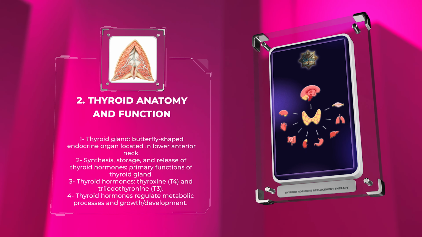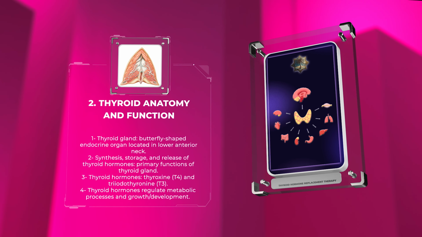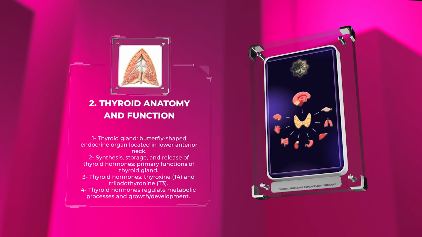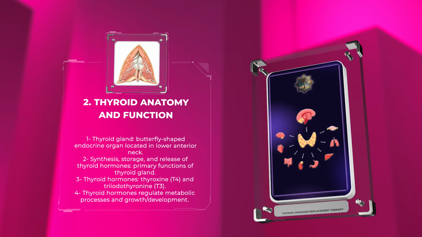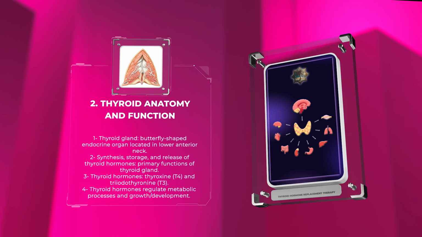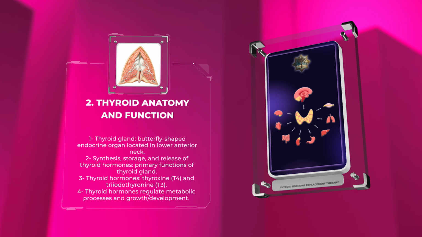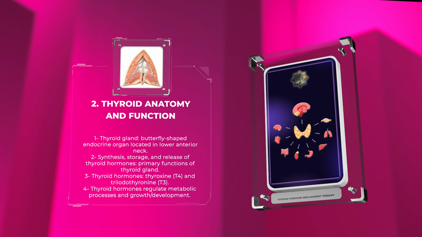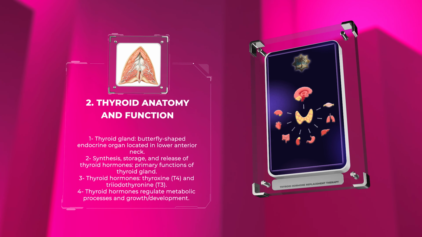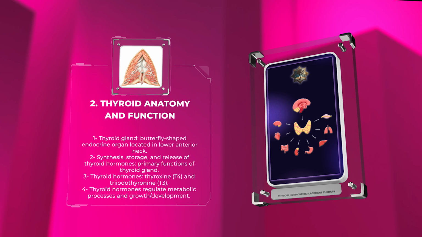The thyroid gland is a butterfly-shaped endocrine organ located in the lower anterior neck, below the laryngeal prominence. It consists of two lobes connected by a narrow isthmus. The thyroid gland is primarily responsible for the synthesis, storage, and release of thyroid hormones, which are thyroxine, T4, and triiodothyronine, T3.